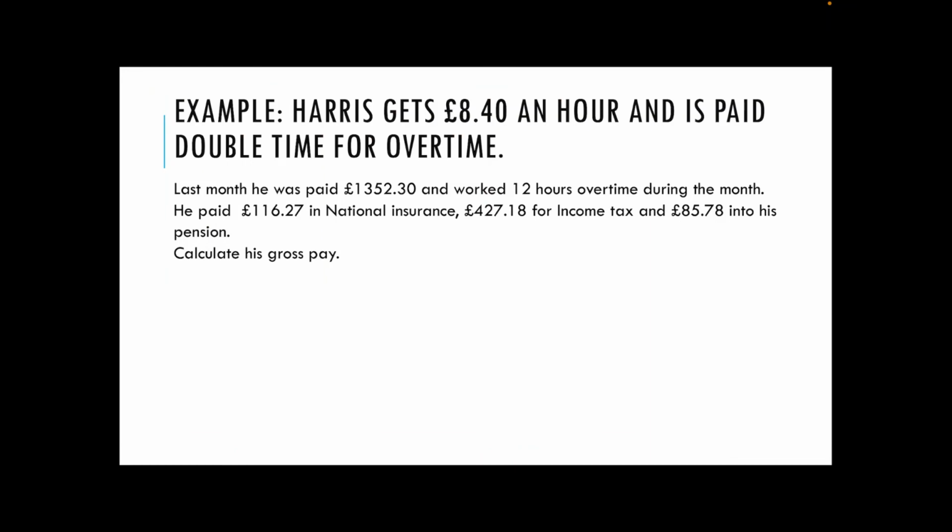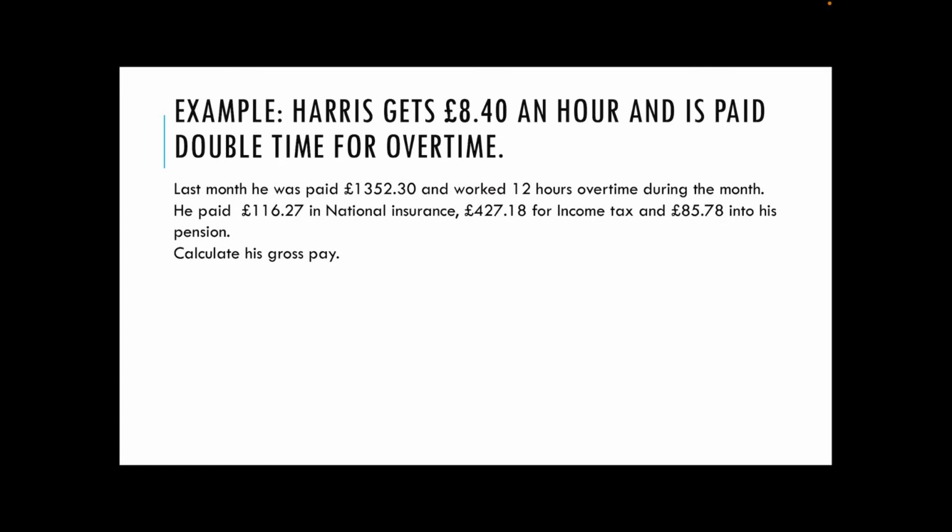Example number 1. Harris gets £8.40 an hour and is paid double time for any overtime worked. Last month he was paid £1,352.30. He worked for 12 hours overtime during that same month. He's been paid £116.27 in national insurance, £427.18 for income tax, and £85.78 is paid into his pension.